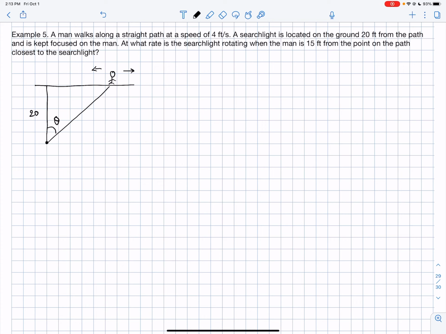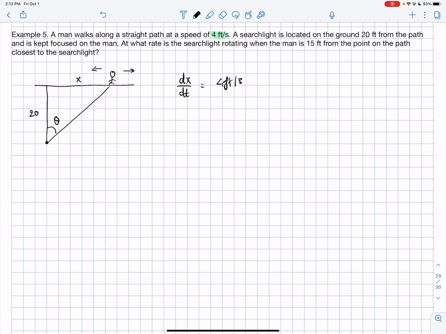So angle theta will change depending on the time, and the man's position also changes depending on the time. So x and theta, both of them change according to the time. The problem gives us 4 feet per second. That means this is the change of x over time. So that is given: dx over dt is 4 feet per second.